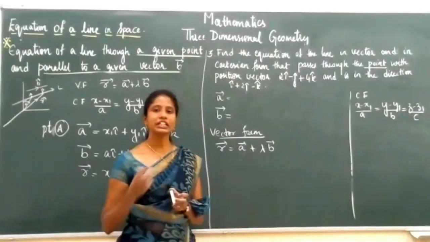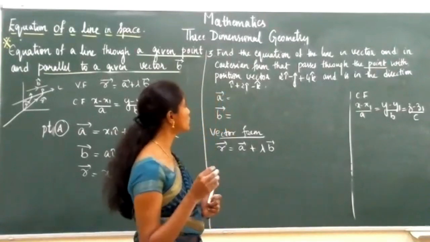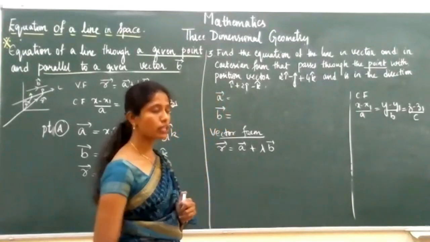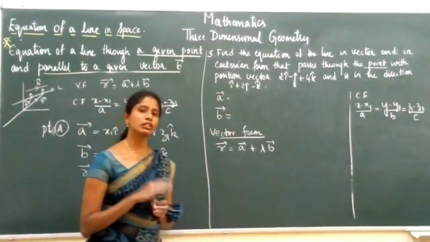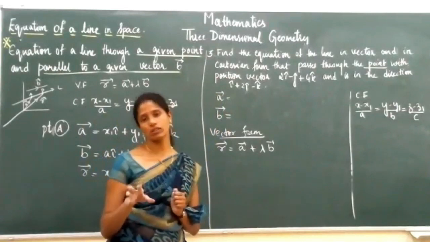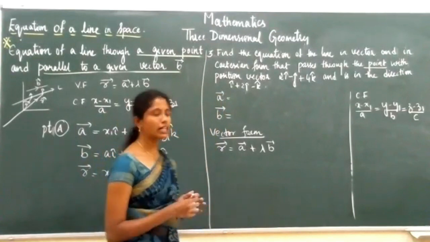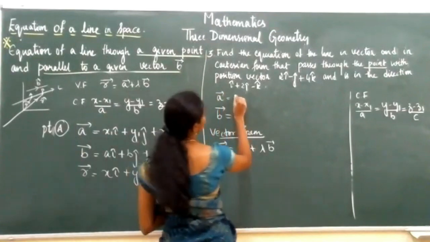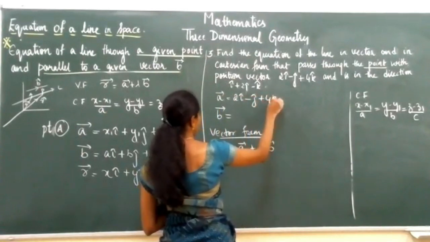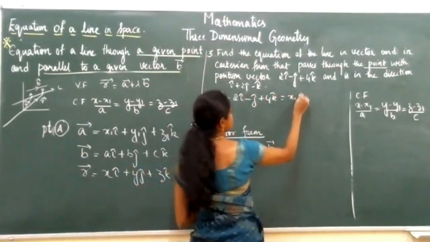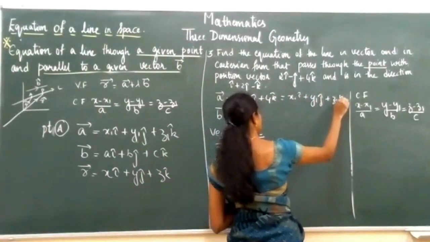In this question, we need to find the vector and Cartesian form of the equation of a line that is passing through a point with position vector. So here, they have given directly the position vector of the point. In the previous problem, they were giving the Cartesian coordinates, and we used to write it in the form of a vector. Now here they are directly given. So vector A is given by what? 2i cap minus j cap plus 4k cap. So the general form is x1i cap plus y1j cap plus z1k cap.